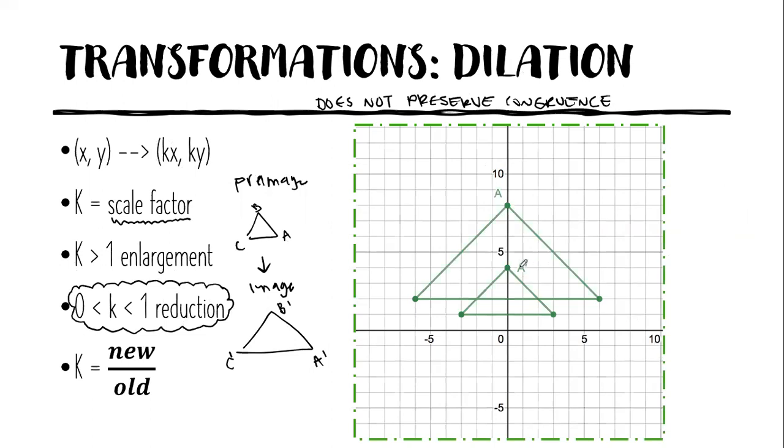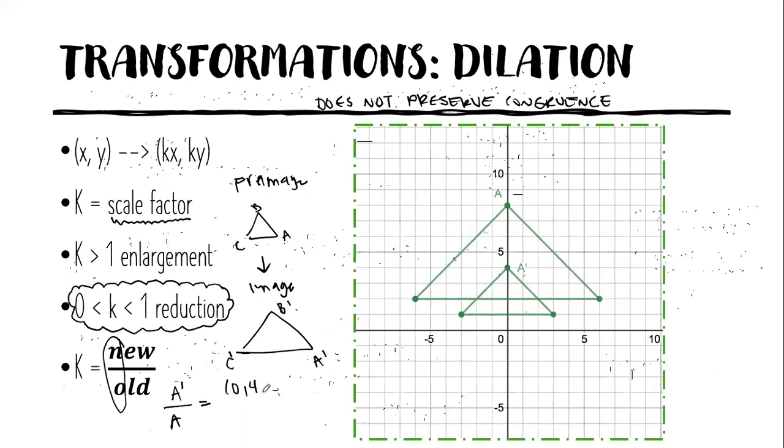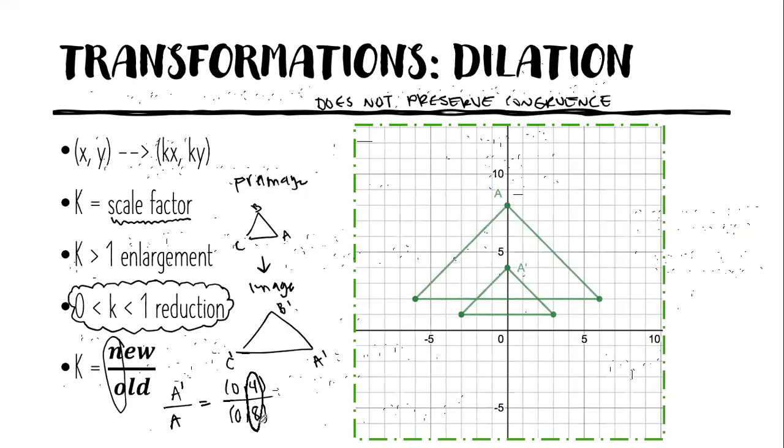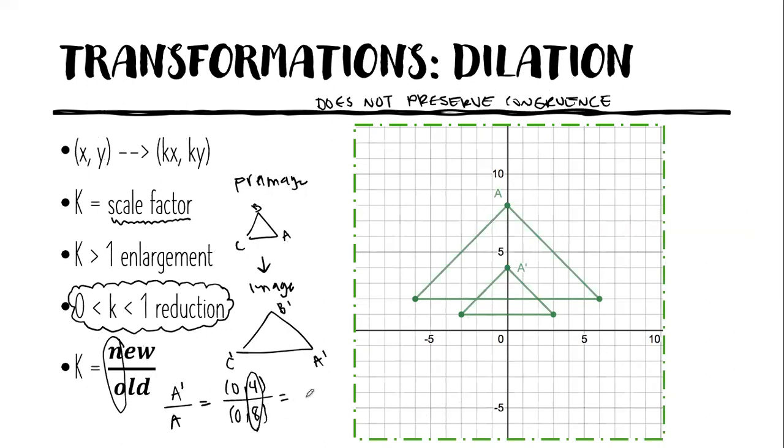To figure out how much smaller it got, we do new over old. So I'm going to do A prime over A. A prime is at (0, 4). A is at (0, 8). So divide it. What is 4 divided by 8?